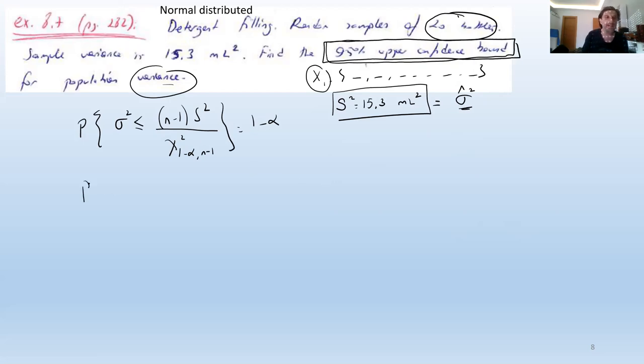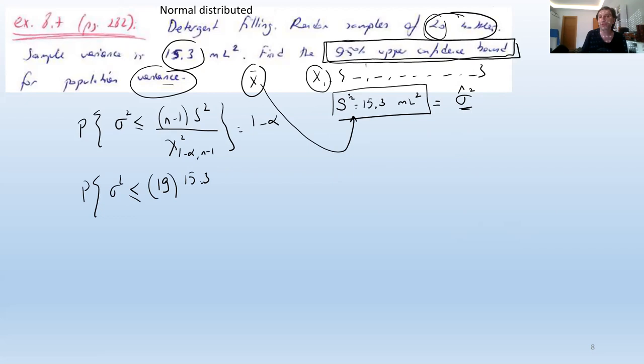So what do we have here? Let's see. Sigma square, n minus 1. How many observations do we have? 20 bottles. So it's going to be 19 times s square, which is obtained from the sample, 15.3. Note that actually we do not use explicitly here the x bar value, but x bar has already been used in determining the s square value. So to determine the sample variance s square, you have to, of course, first find the sample mean, then you find the sample variance using the sample mean. All right, divided by this term.